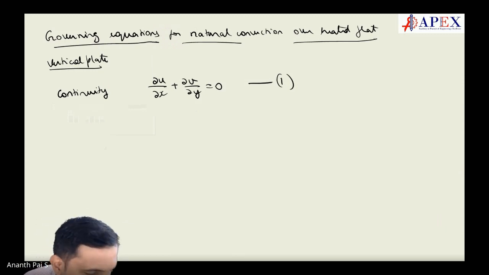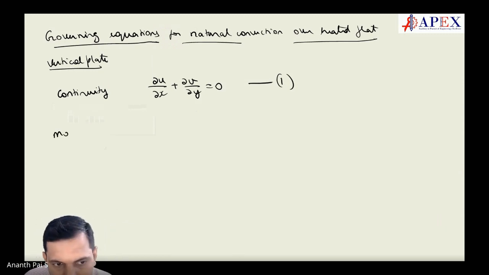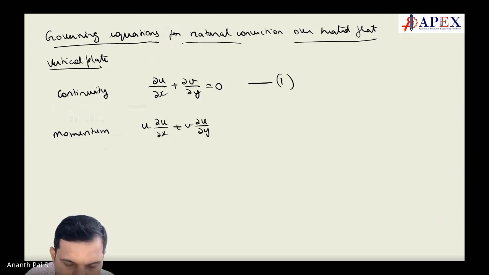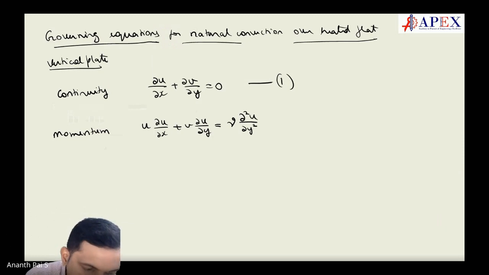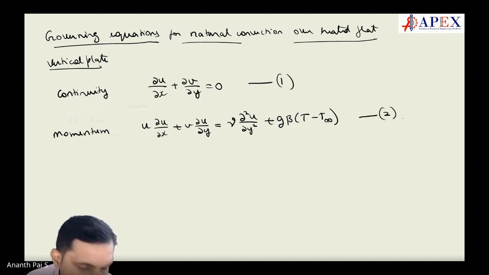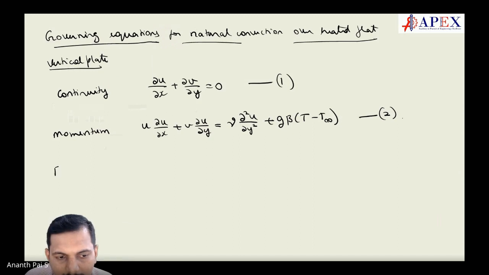Next one is momentum. Momentum, I can write it as u dou u by dou x plus v dou u by dou y is equal to nu into dou square u by dou y square plus g beta into (T minus T infinity). This is equation number 2. Then what are the other equations you need? You need energy.